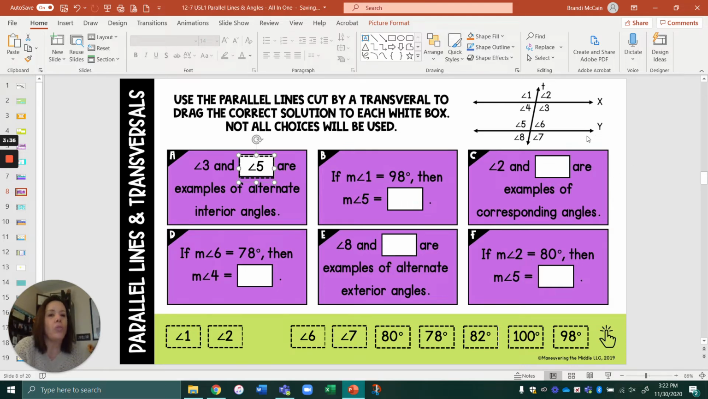So angle 2, we want the corresponding angle. So which one is angle 2 corresponding? Which one's the same as angle 2? Well, it's the same as 4. It's not an option. 8's not an option, so it's got to be 6, right? So 2 and 6. Okay, and then alternate exterior means opposite outside. So if 8's on the outside, its opposite is going to be 2.